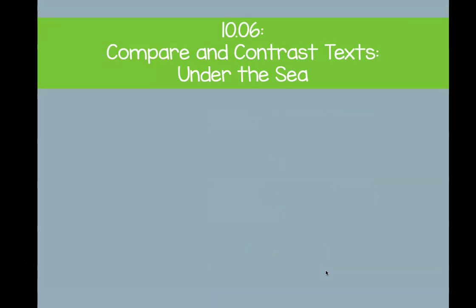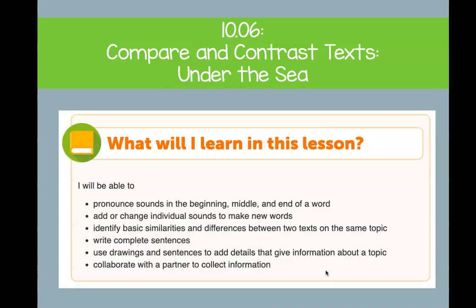So remember, we're comparing and contrasting under the C. You're going to be able to identify basic similarities and differences, how two texts are the same and how they're different. And you're going to be collaborating with a partner. Collaborate means work with a partner. And if you don't have a partner, I'll be your partner. And we're going to collect information about the sea.